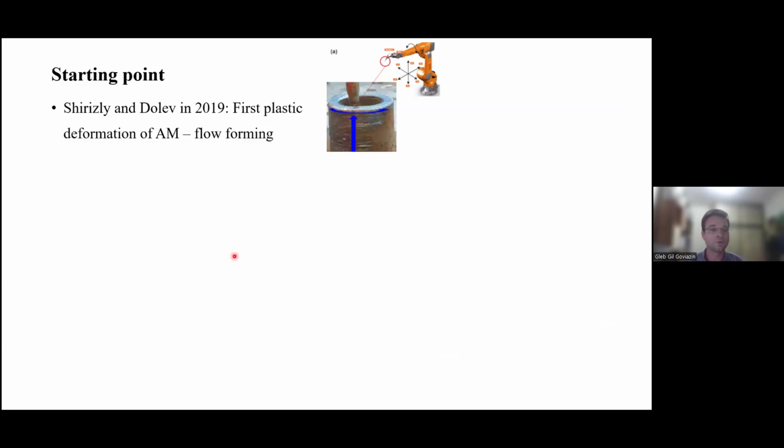So we started with the work of Shirizli and Gleb in 2019, who did plastic deformation on additive manufacturing material by flow forming for the first time. What they did was to print a thick-walled cylinder using 316L stainless steel. They flow formed it, meaning that they did massive plastic deformation, and at the end they got a very thin-walled long tube. But this tube had a very high ultimate tensile stress of almost 1.4 gigapascals from this specific material.